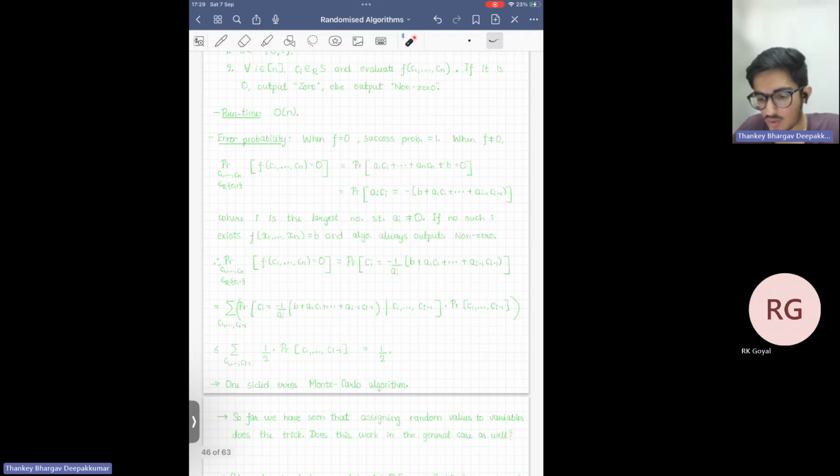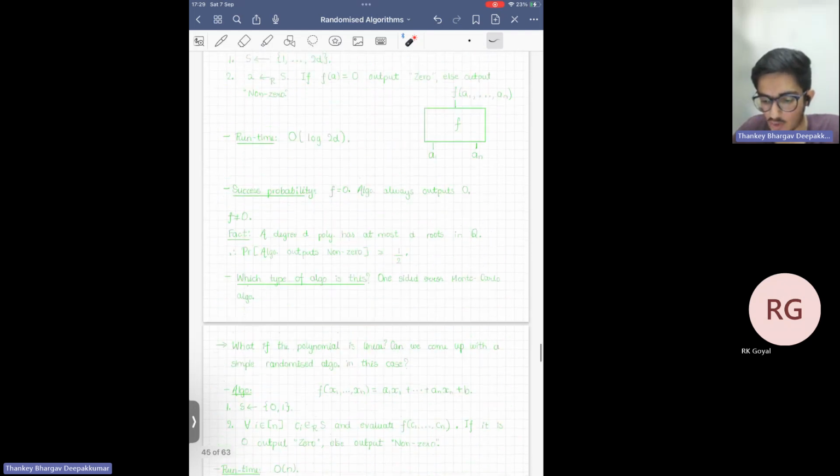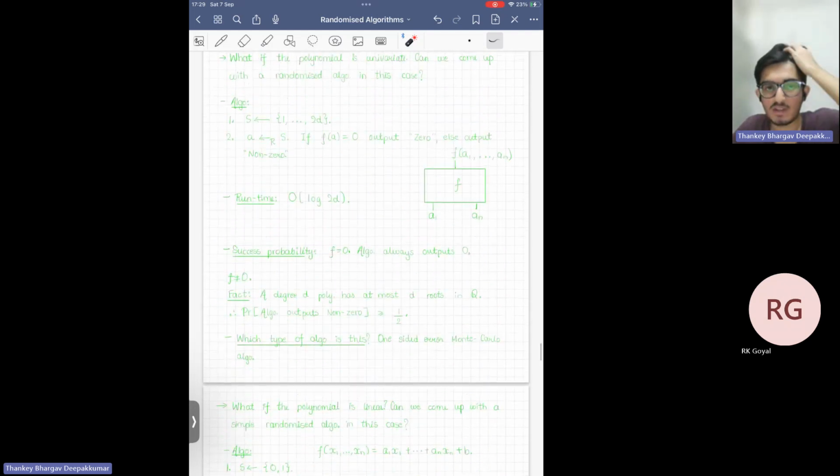So we saw two ideas. Yesterday we saw that for a univariate polynomial of degree d, I can upper bound the number of its roots by d.